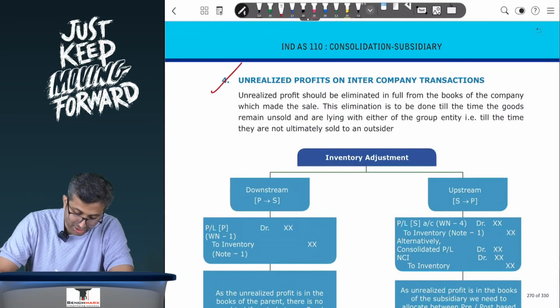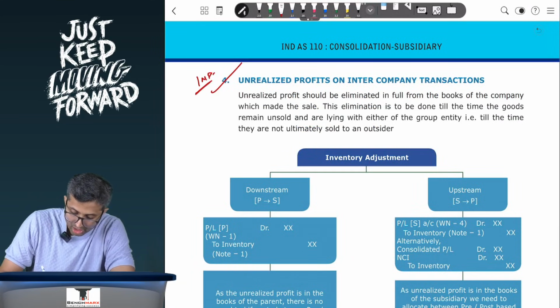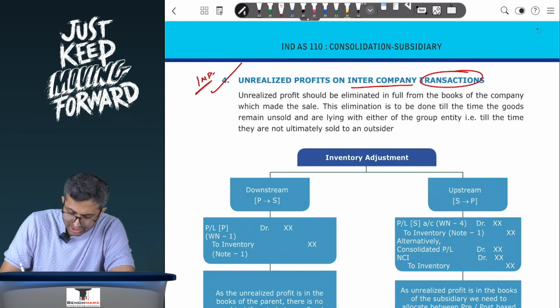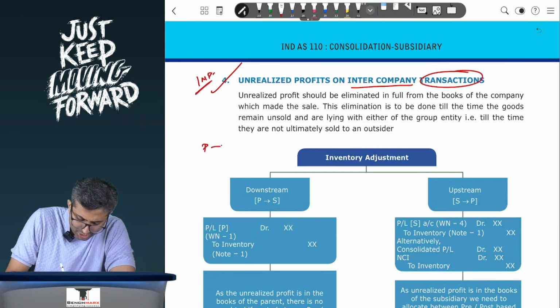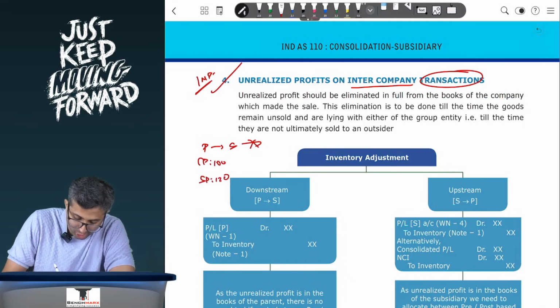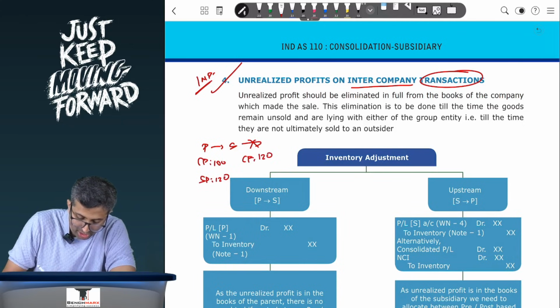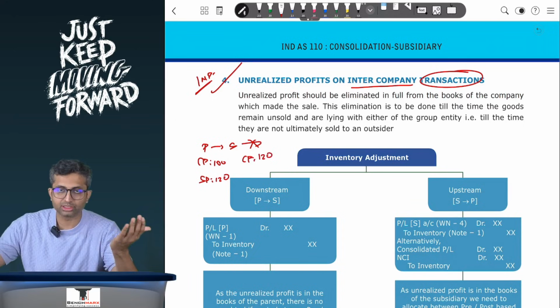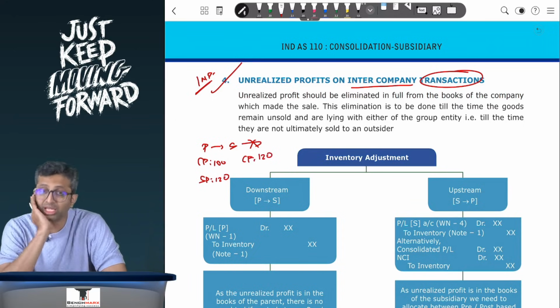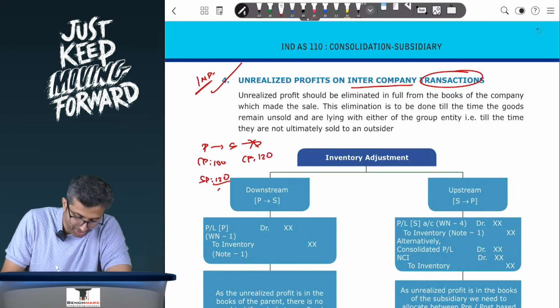Another important adjustment would be unrealized profit on intercompany transactions. This is parent selling goods to the subsidiary. Let's say the cost price of these goods is 100, the selling price of these goods is 120, and the subsidiary is not able to sell it to an outsider, in which case for the subsidiary the goods are appearing at 120. Now if I prepare the consolidated balance sheet, the inventory will be consolidated at 120 and the standalone profit of the parent will appear as 20.